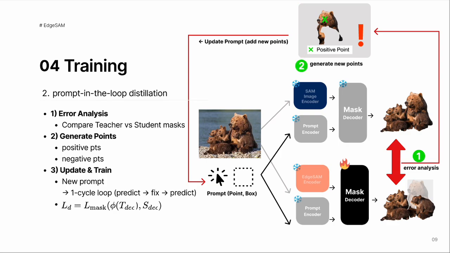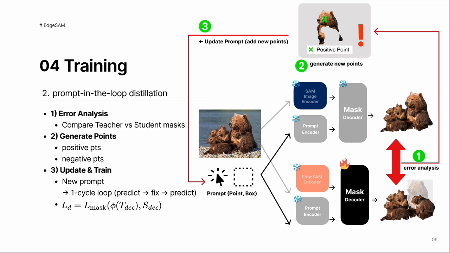Number 2 shows how positive points are automatically created on the missed pixels. In 3, these positive points are then added to the original prompt and we retrain the student model to get a corrected mask. This loop of predicting, analyzing errors, updating prompts, and repredicting is the core of the prompt in the loop distillation strategy proposed in EdgeSAM.